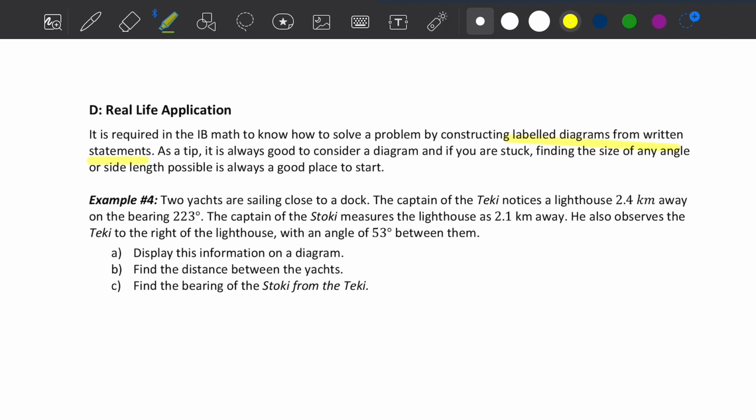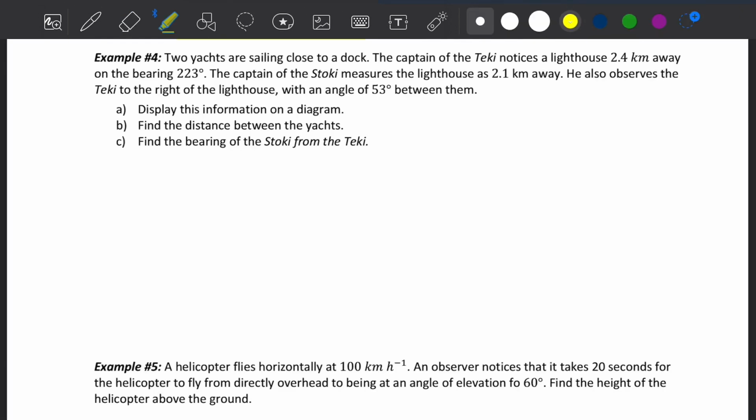As a tip, it is always good to consider a diagram, and if you're stuck finding the size of any angle or side length, a diagram is always a good place to start. Okay, so let's do example number 4 together.